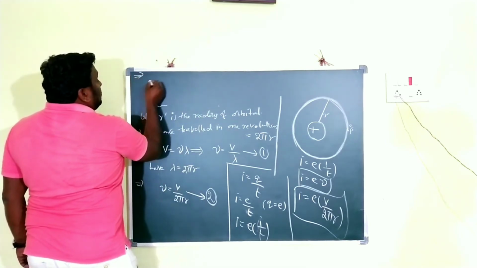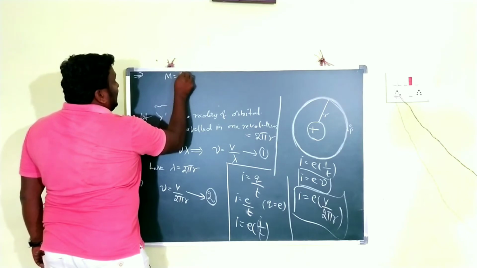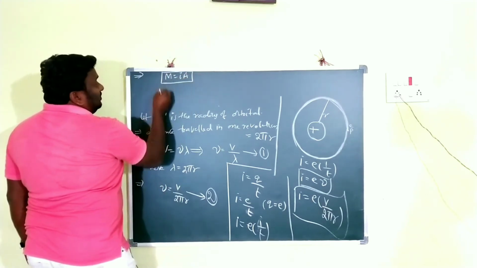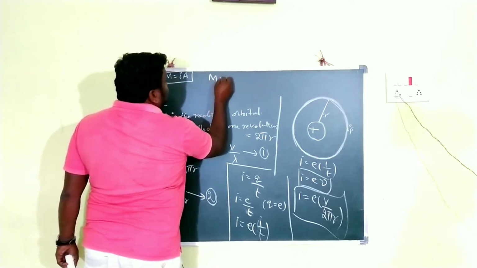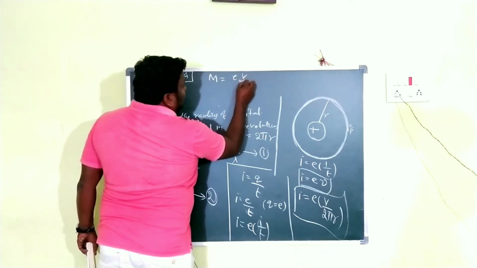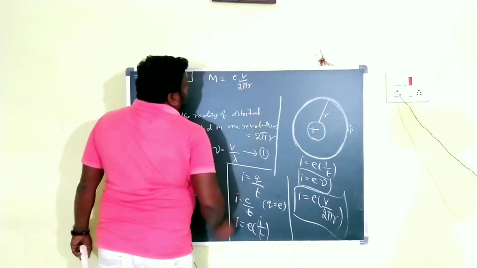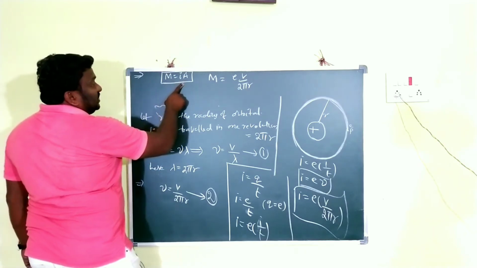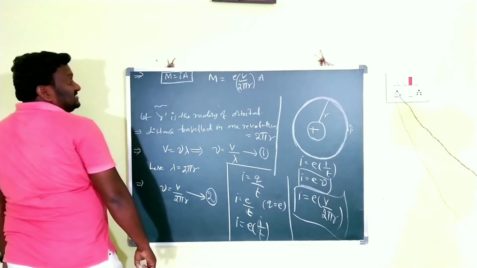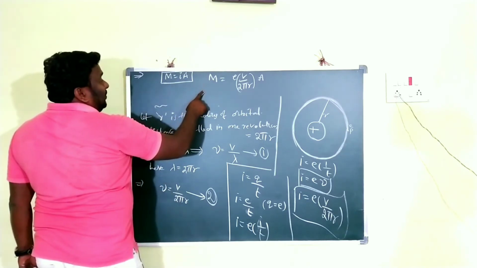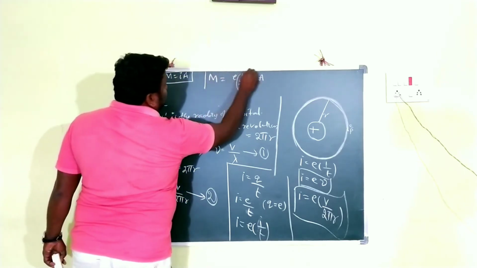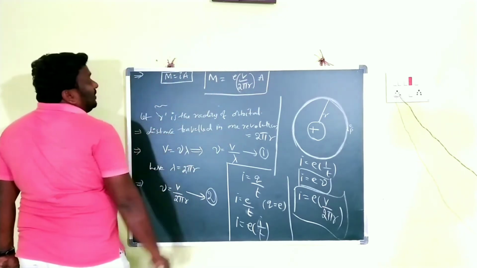Already the magnetic dipole moment equation is what? M is equals to IA. This is the expression for magnetic moment. Then here, children, what do we write? M is equals to I, which means E into V by 2 pi r, into A. So this is the magnetic dipole moment of the revolving electron. M is equals to E into V by 2 pi r into A.